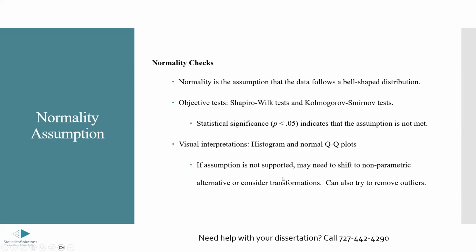Now, if the assumption of normality is not supported, you can consider shifting to a different statistical approach. For instance, if you're planning to run Pearson correlations, which is a parametric test, and the assumption of normality is not supported, you could shift to a Spearman correlation instead. A lot of analyses will have a non-parametric backup that you can use. You could also look at removing outliers. There could be certain cases that are skewing your data set, extremely high values or extremely low values. So taking those outliers out could fix the normality issue.